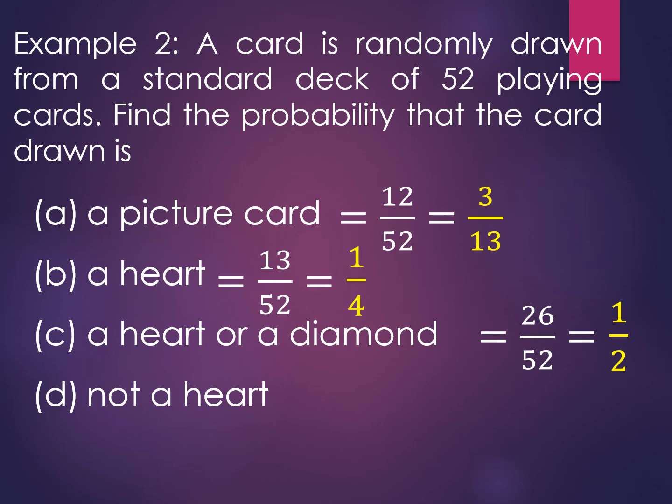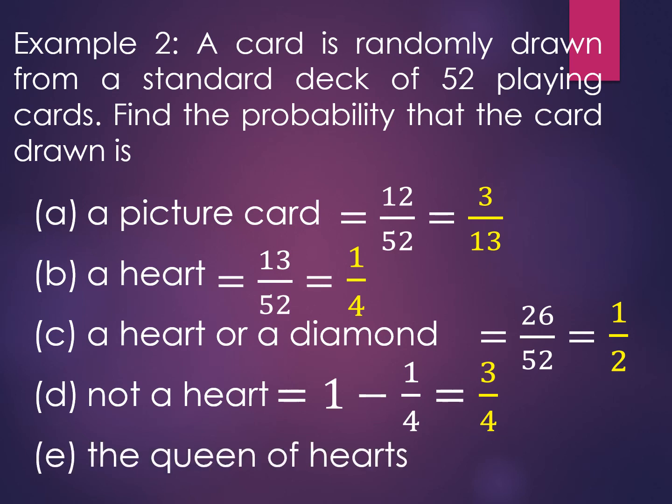Now let us have letter D, not a heart. Since we already computed the probability of getting a heart, we are just going to subtract it from 1. So we have 1 minus 1/4, which is equal to 3/4. And for the last one, the Queen of Hearts. In here, how many Queen of Hearts do we have? We only have 1. So therefore, it is 1 over 52.